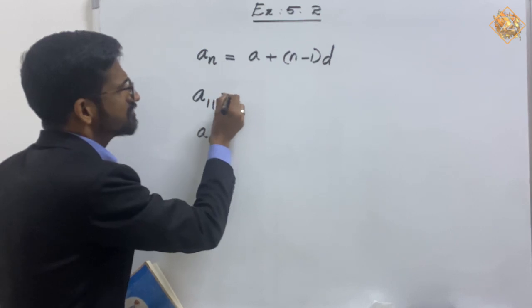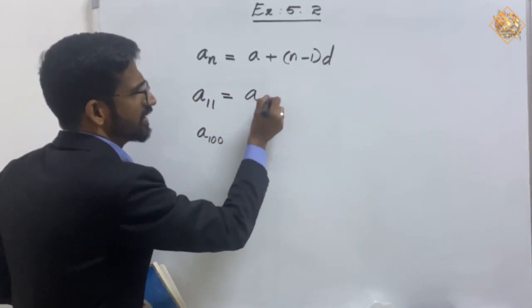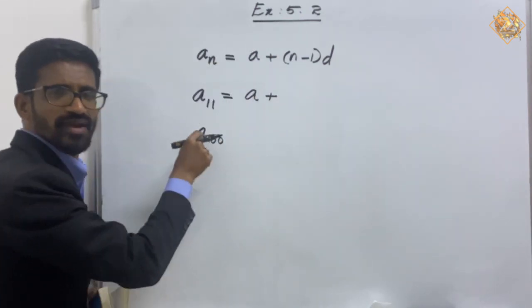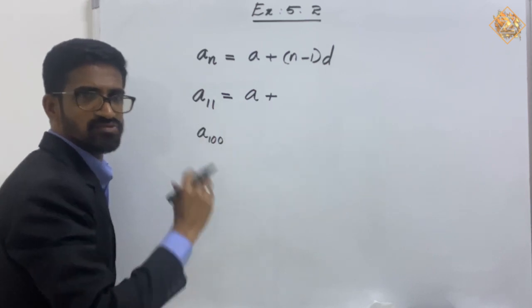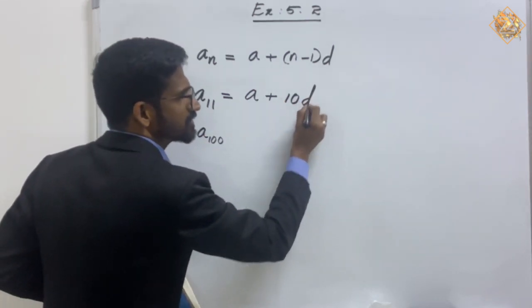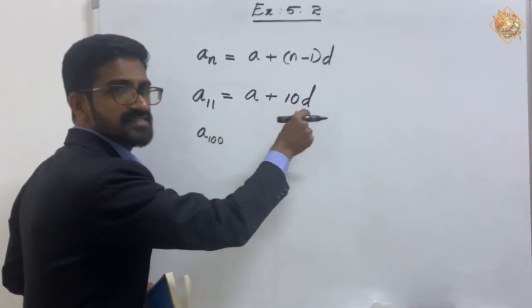In a similar way, A11 can be written as A plus... here n became n minus 1. So 11 will become 11 minus 1. What is 11 minus 1? That is 10 multiplied by D. So A11 will be A plus 10D.